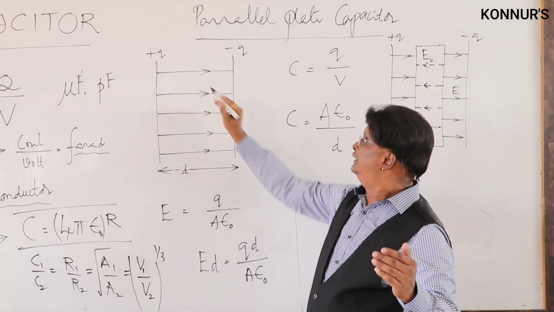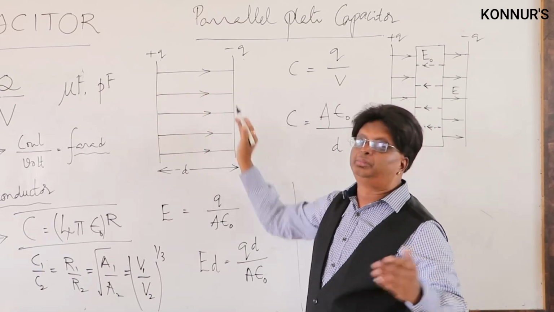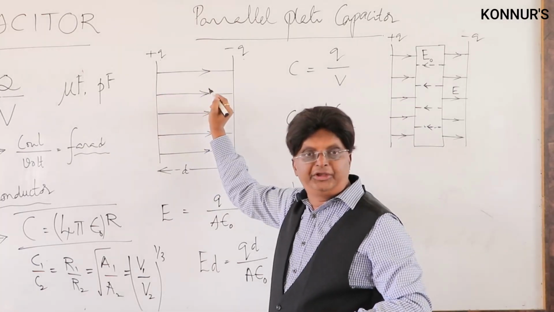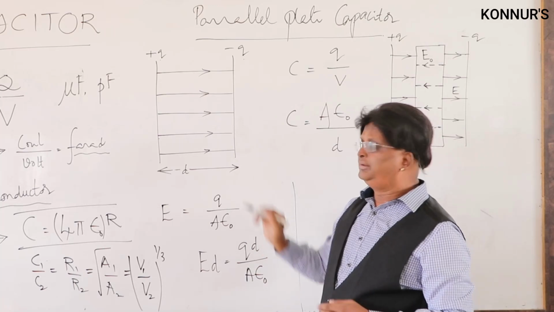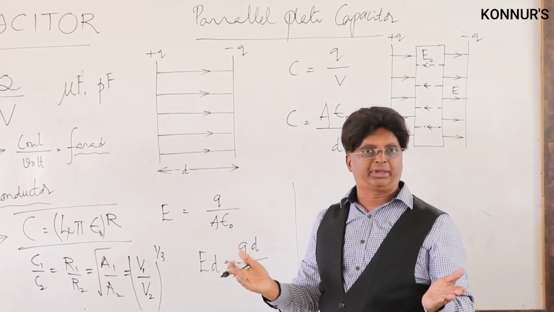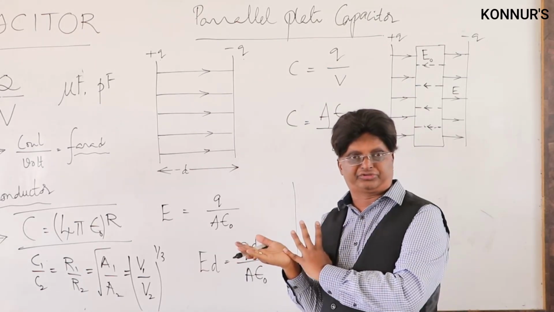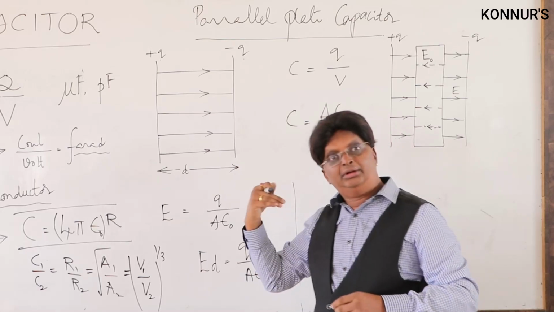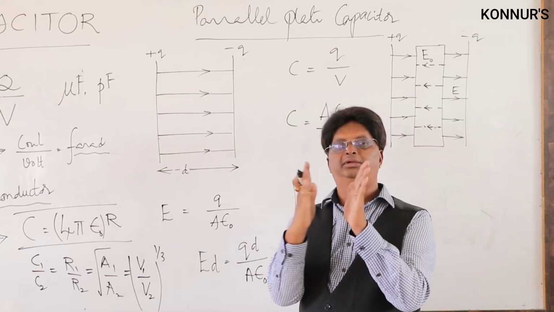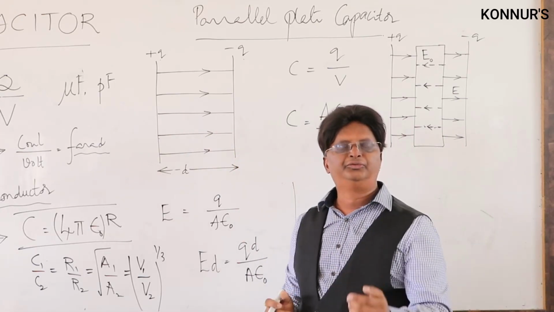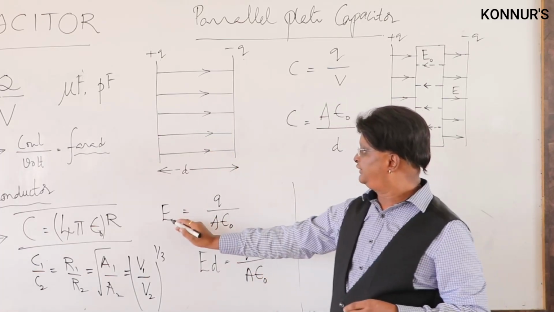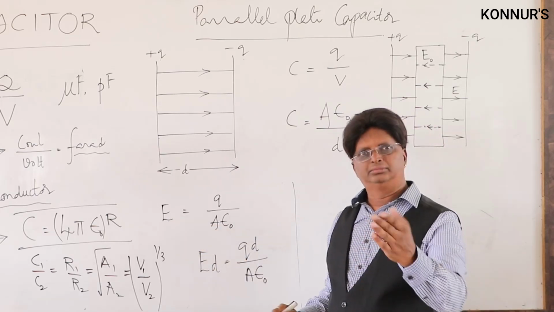Here, an electric field is set up between the two plates, directed from the positive plate to the negative plate. Please do remember, the distances shown in the figure are a magnified picture. In practical cases, this distance will be very, very small, of the order of a few millimeters. This is the electric field that is set up, the electric field intensity. Now I am writing it using Gauss law.